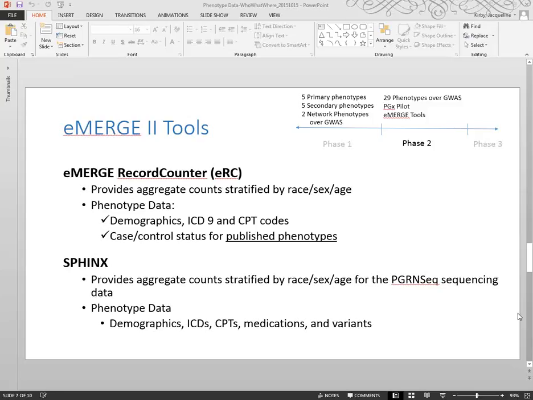In addition, at the very end of eMERGE 2, it was discussed that we've created these great dbGaP data files with a big status of case and control status across the eMERGE 1 and eMERGE 2 phenotypes. And upon discussion with the phenotyping work group, it was decided to put the case and control status into the eMERGE Record Counter for criteria, although it was requested to only include the published phenotypes as part of that list.